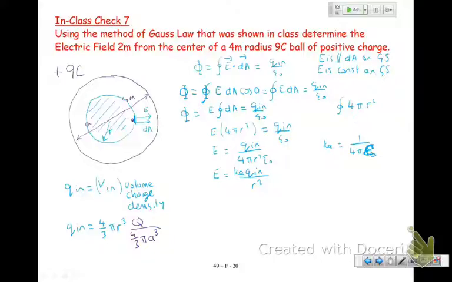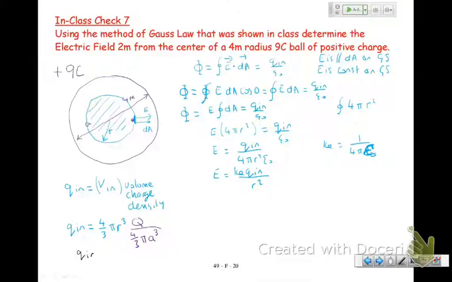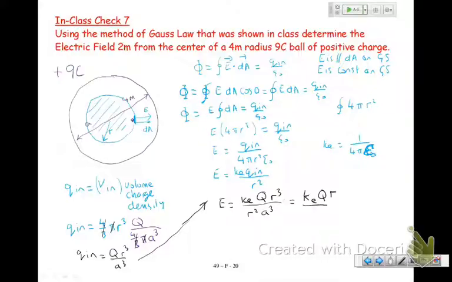So then let's do the rest in black. So Q in is equal to, the 4 pi's go and the pi's go, Q times R cubed over A cubed. And I take that up there. And I say E is equal to KE times Q times R cubed over R squared times A cubed, which equals KE times Q times R over A cubed.